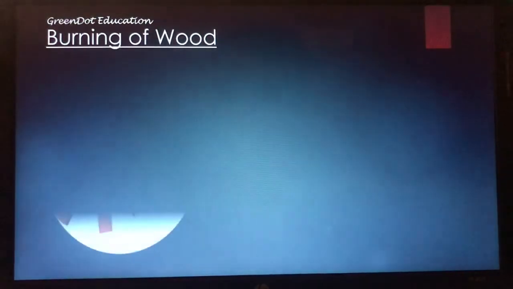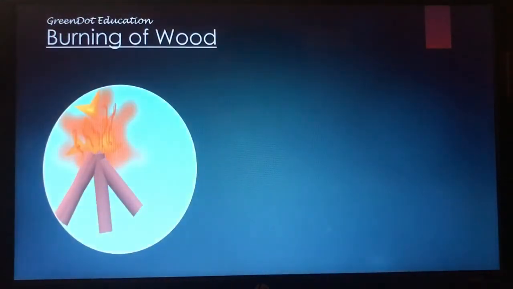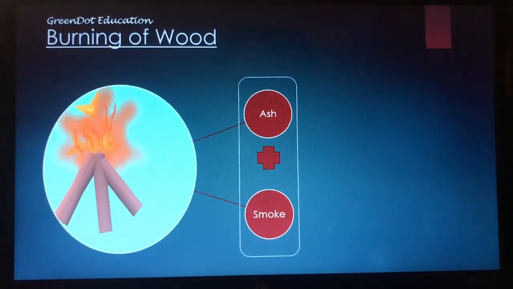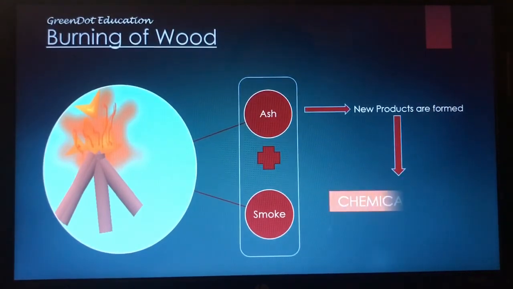Similarly, when we burn wood, we get two different products. As in the case of paper, we get ash as well as smoke. Ash and smoke are chemically different from wood, and hence these are new products that have been formed from the original substance wood, and hence this is a chemical change. And so we can say that there is a chemical change taking place in this event.